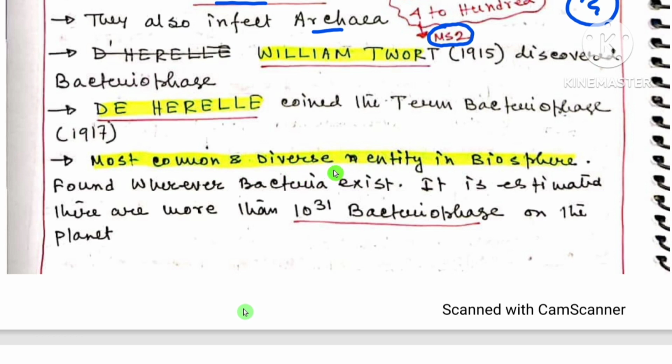This is the most common and diverse entity in the biosphere. Different types of bacteriophage can be seen in the biosphere. Biosphere means the region of earth where life can be seen. They are found wherever bacteria exist. It is estimated that there are more than 10 to the power 13 bacteriophage on the planet.